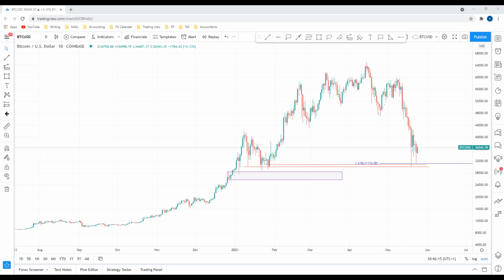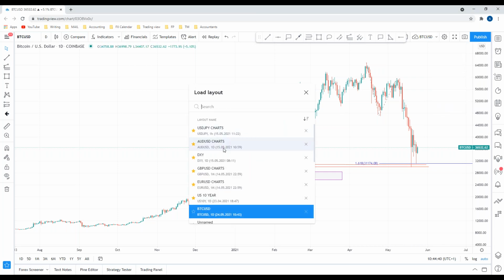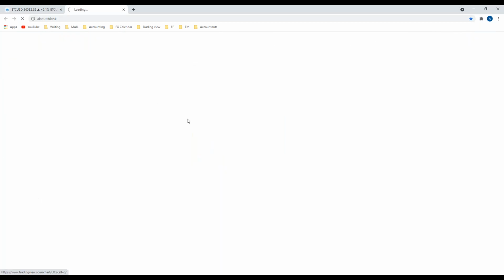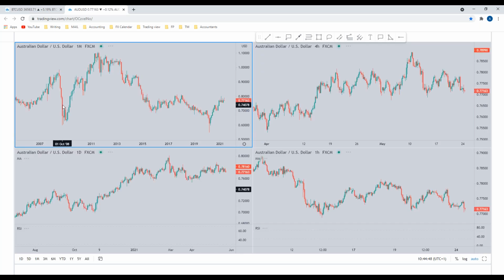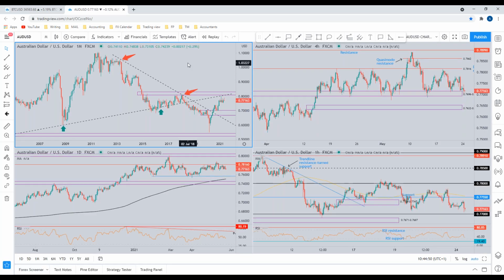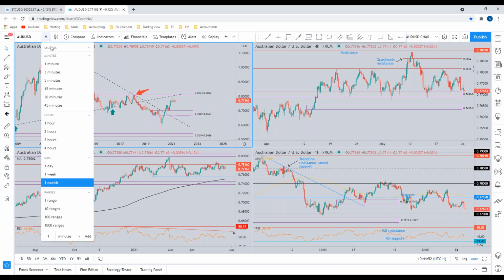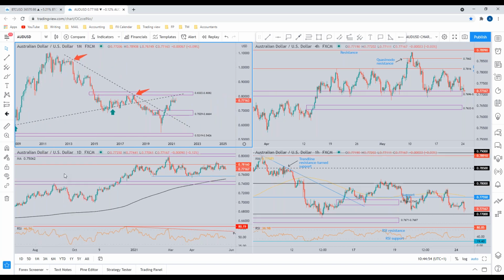Okay, any more questions? I remember seeing someone ask me about the Aussie dollar on the weekly time frame. Let me pull up the Aussie dollar chart. I haven't looked at my charts for a while, so I hope you can see this chart. This is my normal analysis chart. You asked me on the weekly time frame, so let me go down to the weekly.